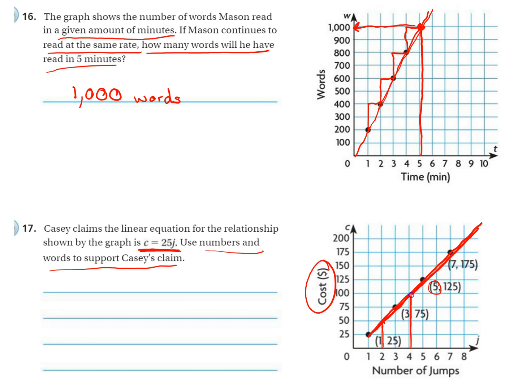If we use 4, we should get 100. That looks where it ends up on the line. If we use 6, we should get 150. All of these are working.